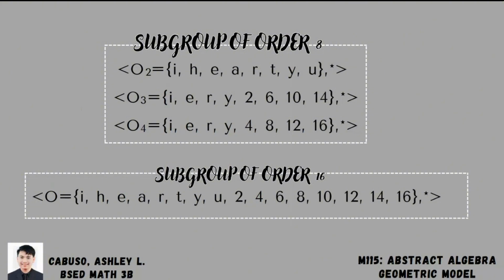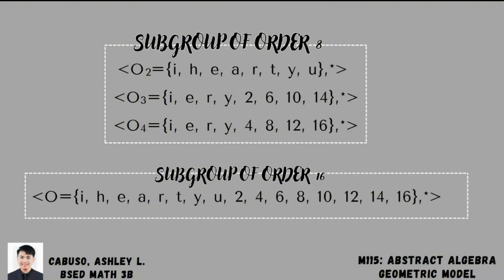Next one is the subgroups of order 8, which are the largest proper subgroups. O sub 2 is equal to IHEARTYU. O sub 3 is equal to IERY 2, 6, 10, 14. O sub 4 is equal to IERY 4, 8, 12, 16. And the last one is the subgroup of order 16, which is the whole group itself, the improper subgroup. O is equal to IHEARTYU 2, 4, 6, 8, 10, 12, 14, and 16.